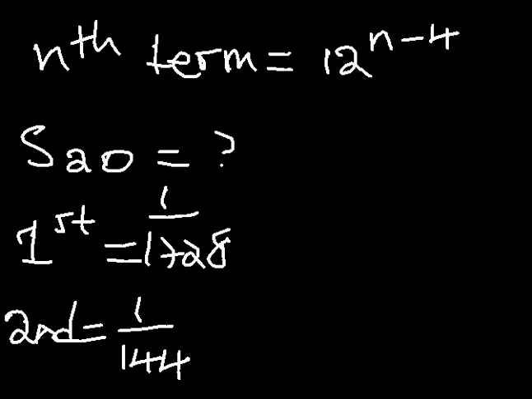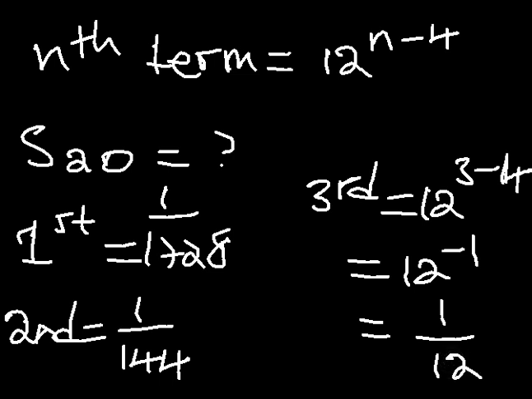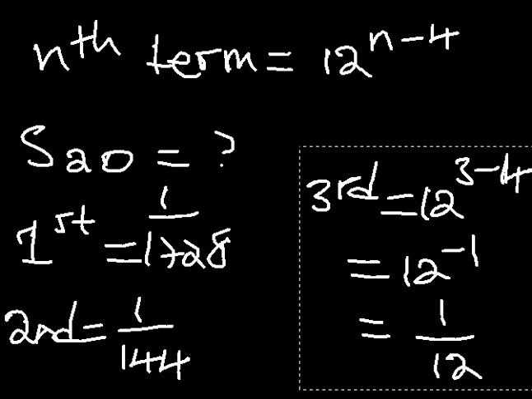So in that case, the third term will be expressed upon having the number of terms given as 3. Which means we'll have 12 to the power 3 minus 4, that is the same as 12 to the power negative 1. That is the same as 1 over 12, according to the laws of indices. So make sure that you are very familiar with your laws of indices.